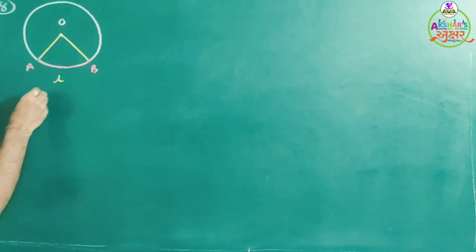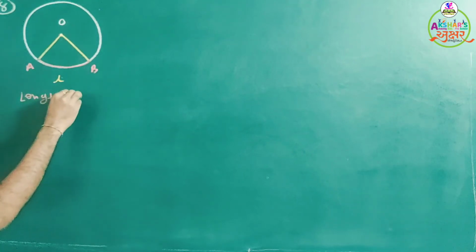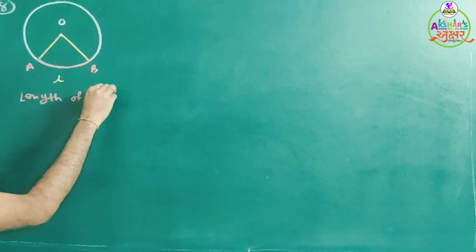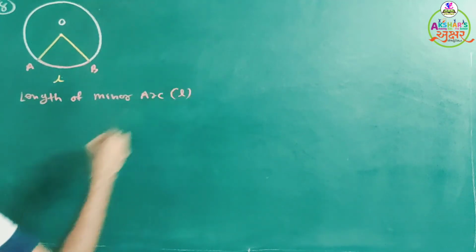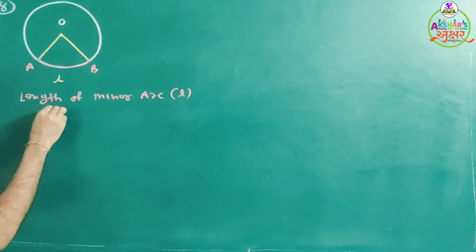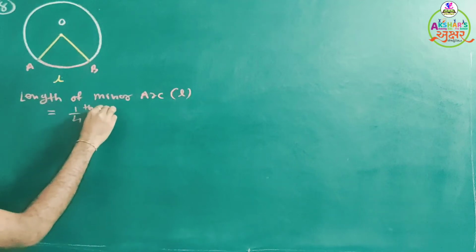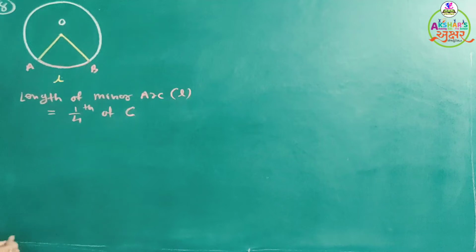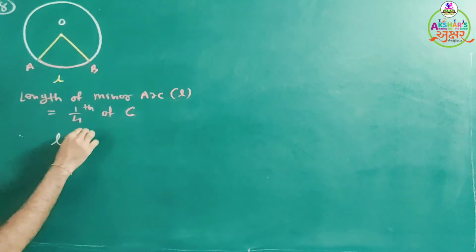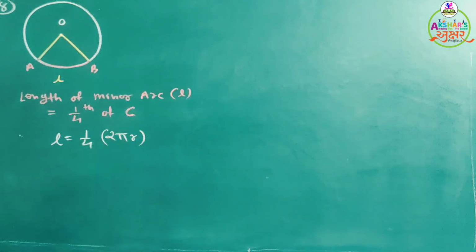So length of this minor arc is 1/4 of this circumference. Length of minor arc, which is nothing but the L, is 1/4 of circumference of circle. Therefore we can say L equals 1/4 of circumference of circle, which with radius R is 2 pi R.